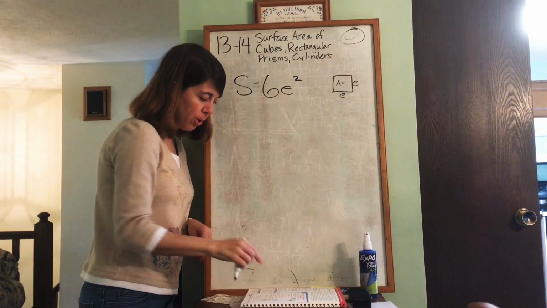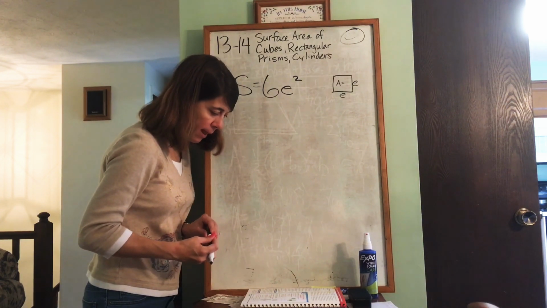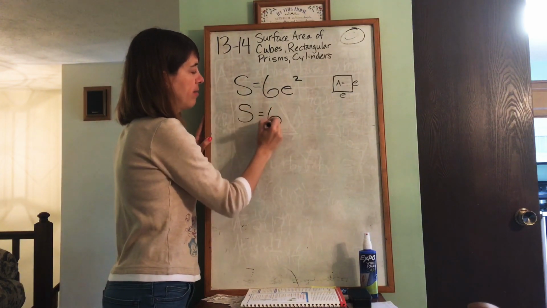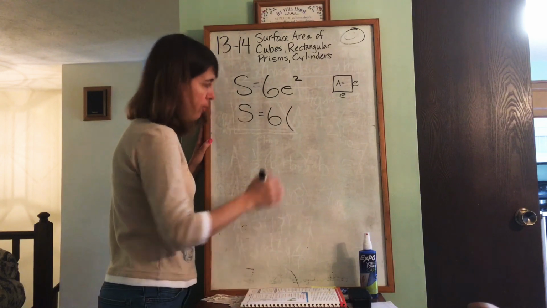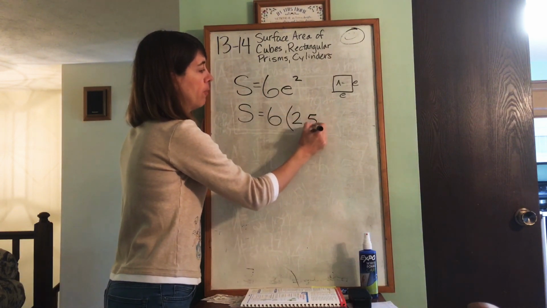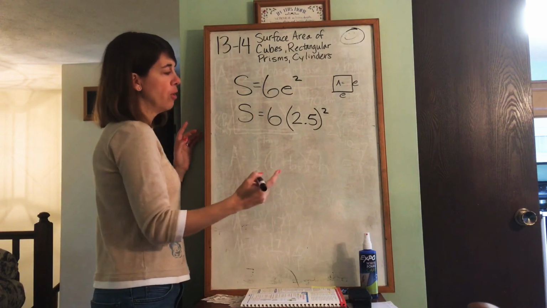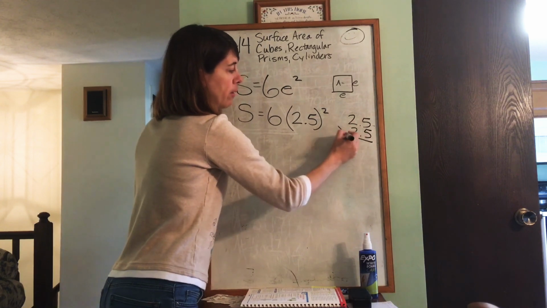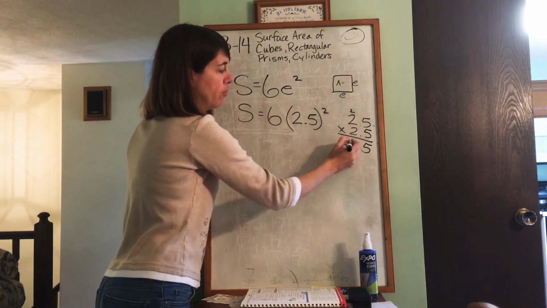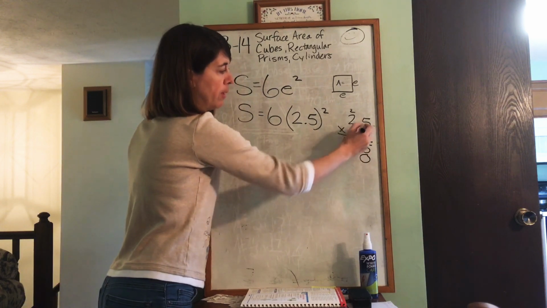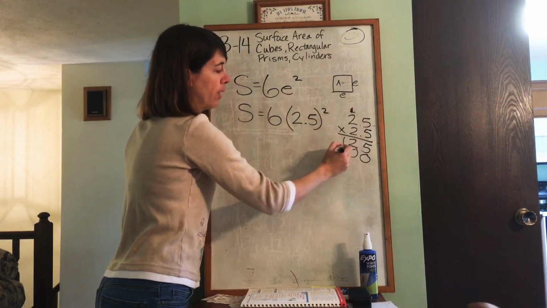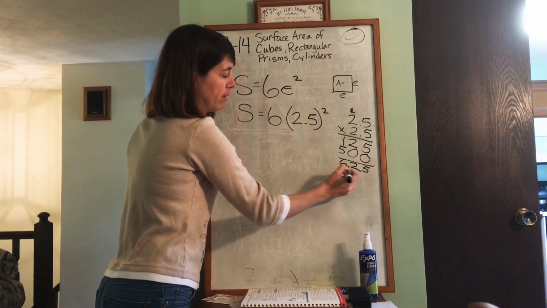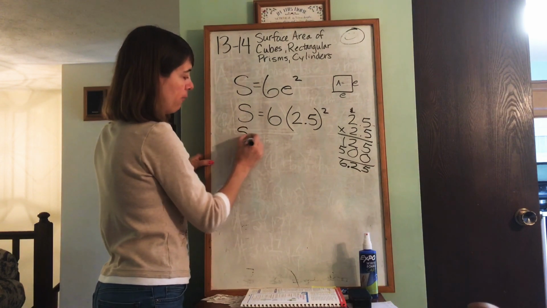In the example shown, the edge is 2 1/2 feet. So you would take S equals 6 times 2 1/2, which will change to 2.5, and then squared. You would square 2.5, which means you would multiply it by itself. Let's do that over here. 25, carry the 2, that makes 12, put your 0. 10, carry the 1, 4 and 1 more is 5, 5, 2, and 6. 2 decimal places in, so it's 6.25.